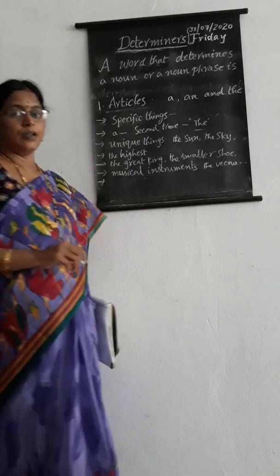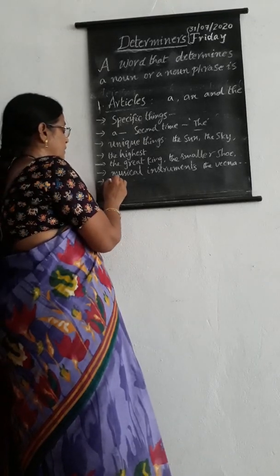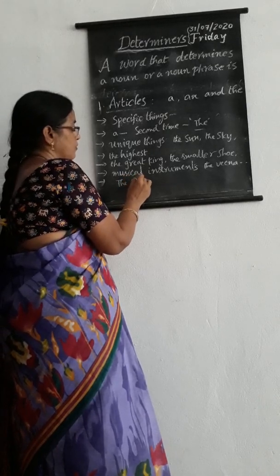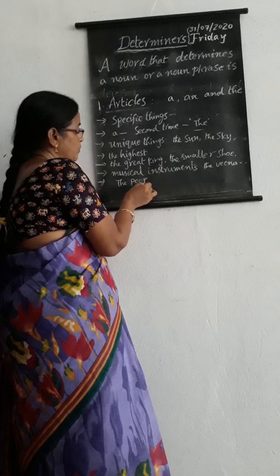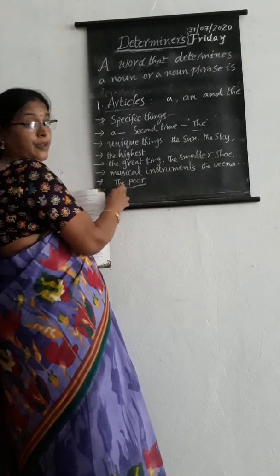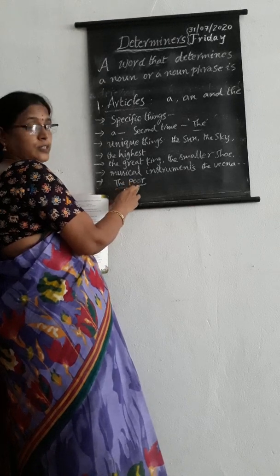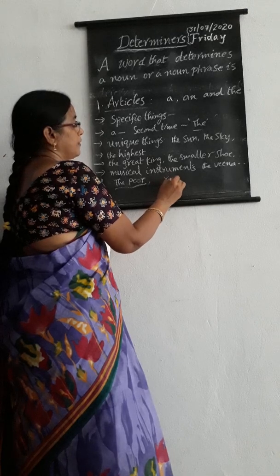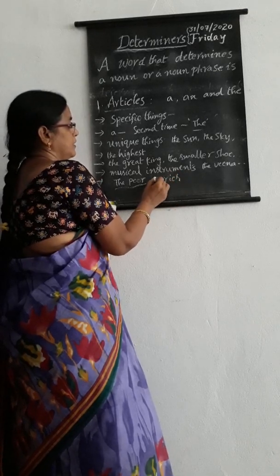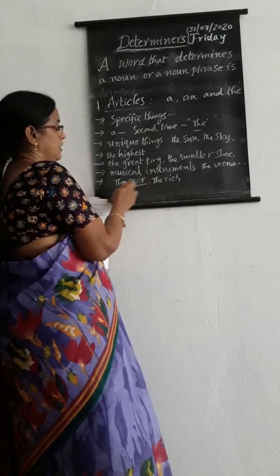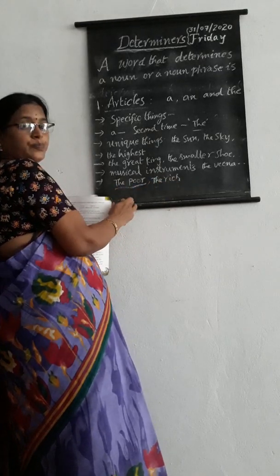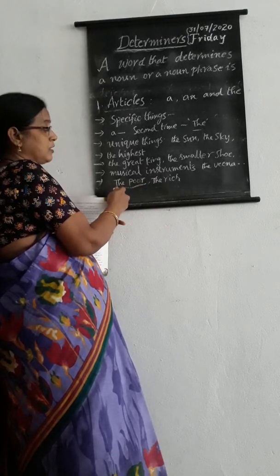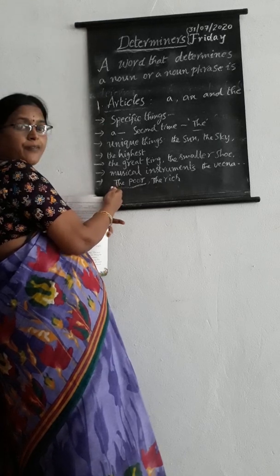Next point, when we add the definite article the before adjectives, it becomes a noun. Suppose here I write the adjective poor, and here the adjective rich. When we write the rich, the poor, they become nouns. So when we add the before adjectives to make nouns, we use the definite article the.